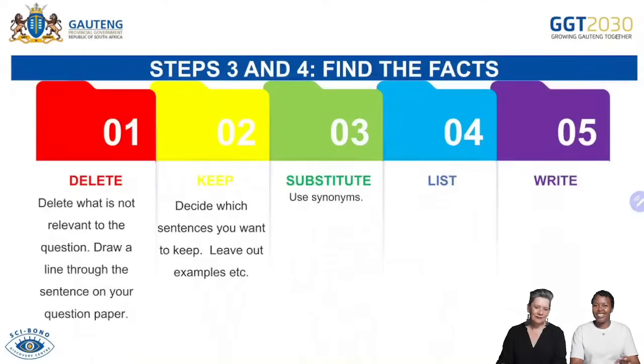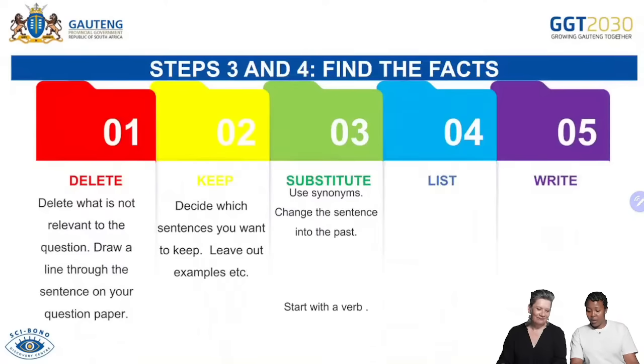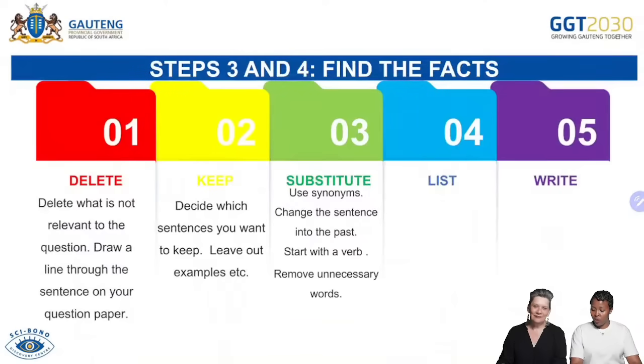Substitute. Use synonyms. Big, huge. Small, tiny. Simple as that. You do not have to quote when you are not required to quote, because remember, we have a language mark for summary and you can choose to either get the full 3 marks or less. It's entirely up to you. Change the sentence into the past if you must. Another tip would be to start with a verb, because in a summary you are kind of instructing, telling what to be done. So you begin with a verb, and then remove unnecessary words.